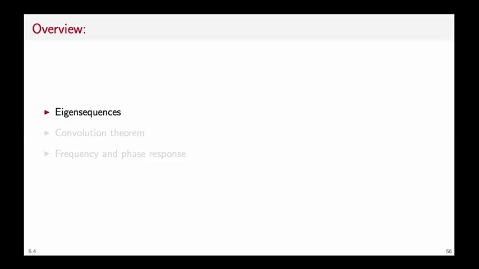Welcome to Module 5.4 of Digital Signal Processing, a module in which we will look at filtering from the vantage point of the frequency domain. And to do so, we will introduce the concept of eigensequences, which despite the fancy name are just complex exponentials. We will derive the convolution theorem after having obtained a frequency representation of filters, and then we will look at frequency and phase responses of filters we know.